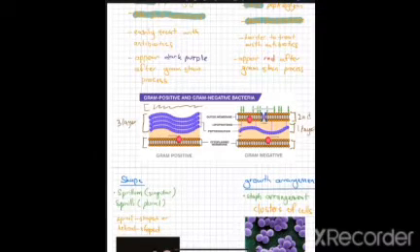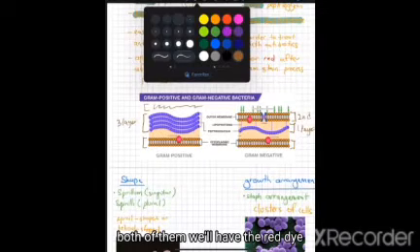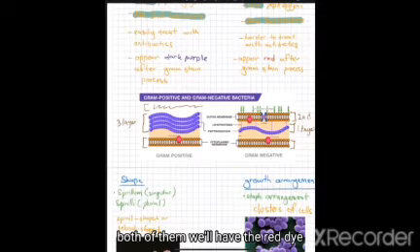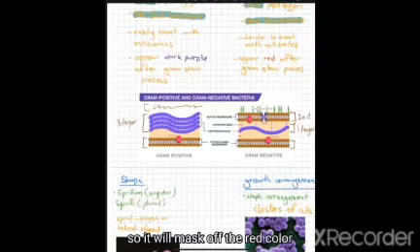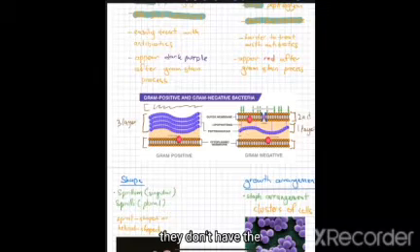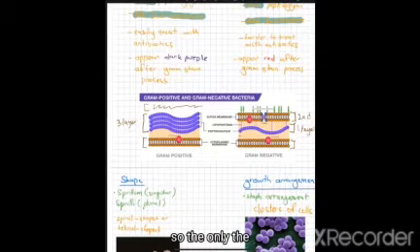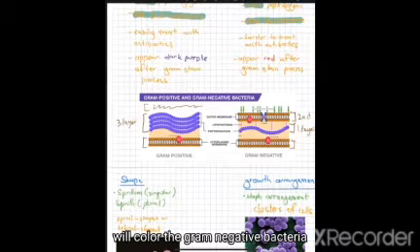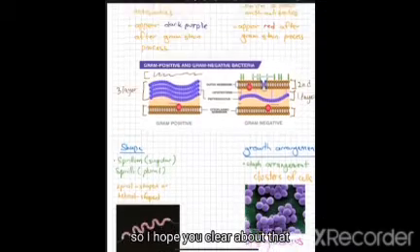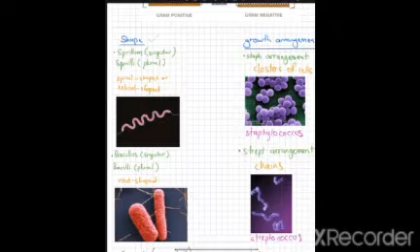So after we put the safranin, both of them will have the red dye, but the gram positive have the darker purple, so it will mask off the red color, while the gram negative don't have the purple dye, so only the red color of safranin will color the gram negative bacteria. So I hope you are clear about that, and we move on to the shape of bacteria.